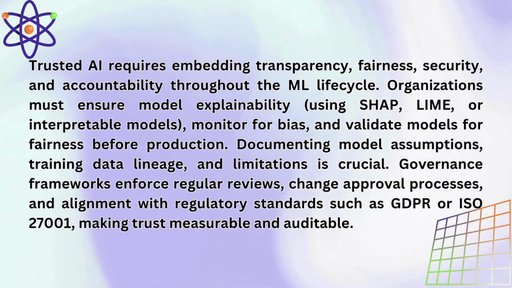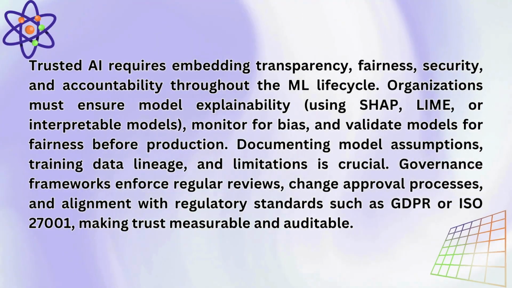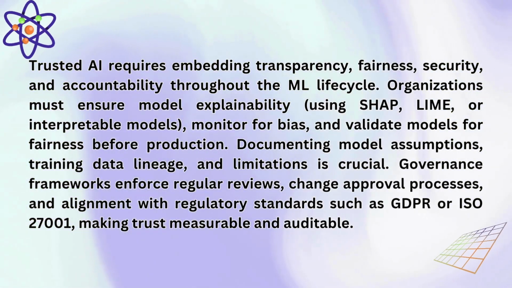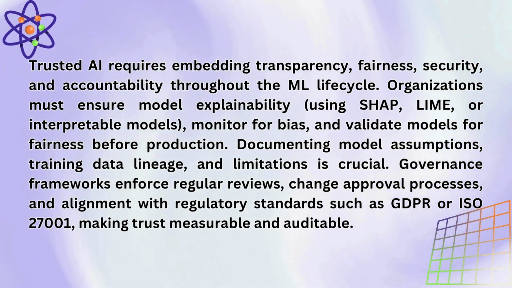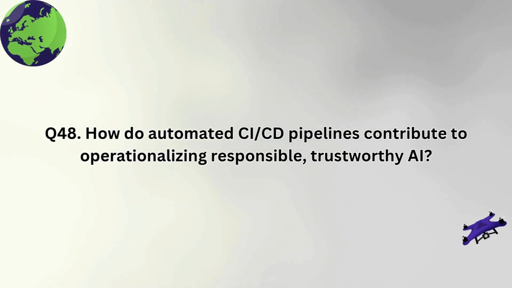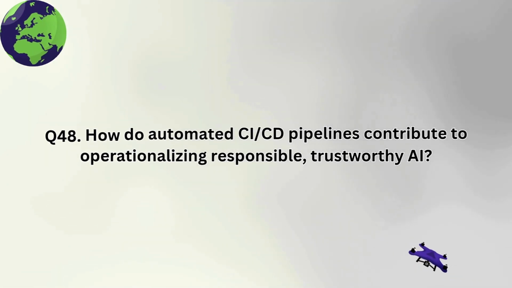Governance frameworks enforce regular reviews, change approval processes, and alignment with regulatory standards such as GDPR or ISO 27001, making trust measurable and auditable. How do automated CI and CD pipelines contribute to operationalizing responsible, trustworthy AI?